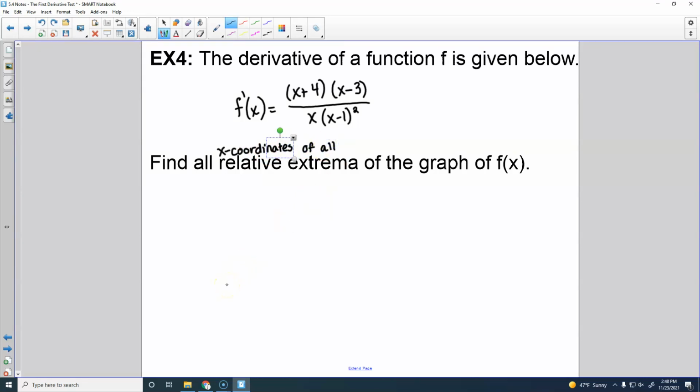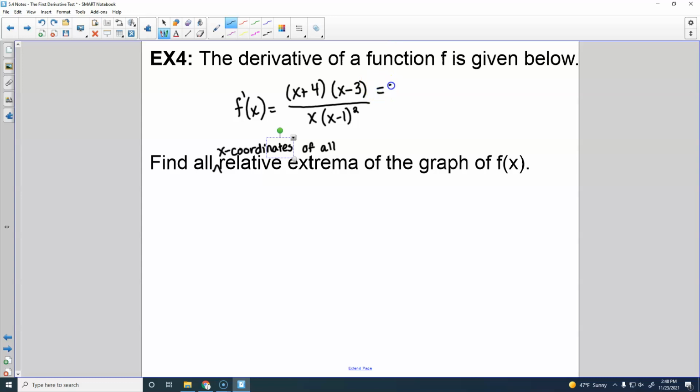All right, so this particular problem should say find all x coordinates, because you don't have the original function to go back to find the y coordinates, so it would be impossible for you to do that here. So this is the derivative. You don't have to take the derivative here. All you have to do is figure out whether the derivative is positive or negative. So you already have the derivative.